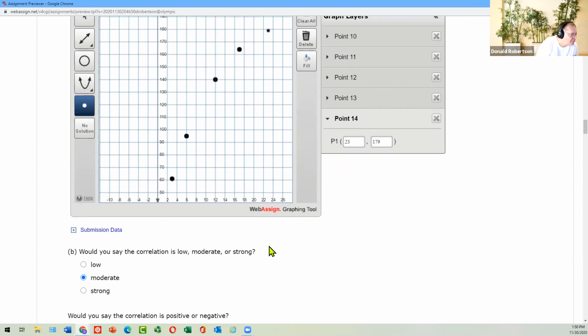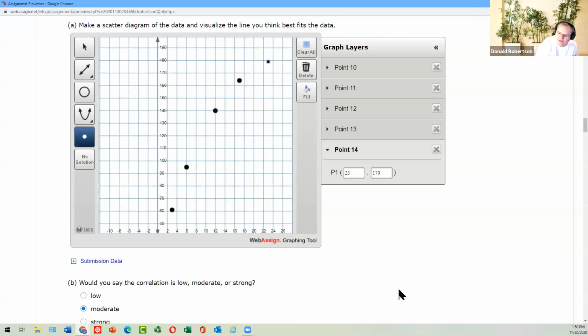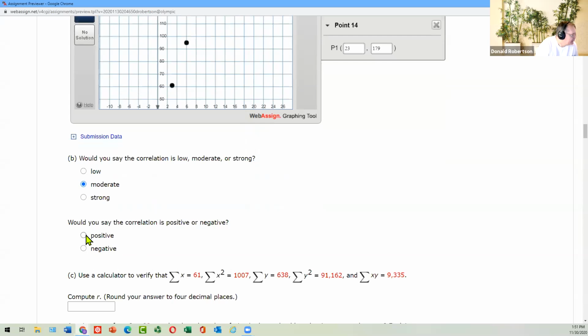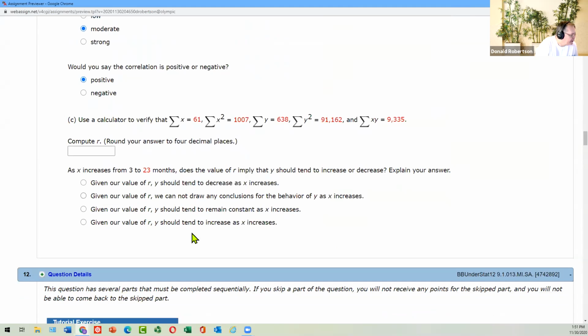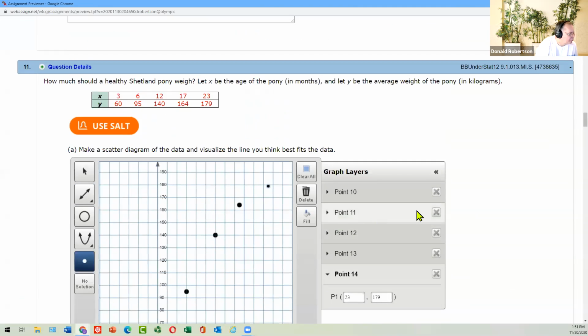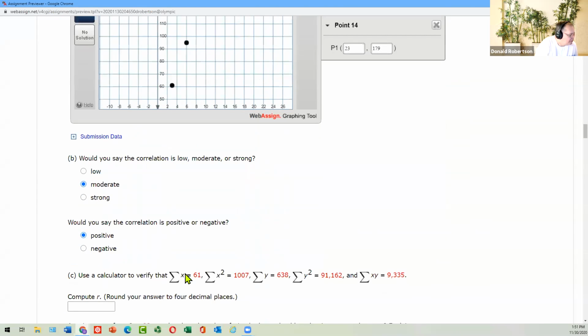This one there is no argument about. Would you agree this is positive? How do you know? The sausage is pointing uphill, right? Now it goes on here and says use your calculator to compute R and then some other stuff. Now that's not what we're going to do. There is a way to do it in your calculator, but I think that's a lot of work.